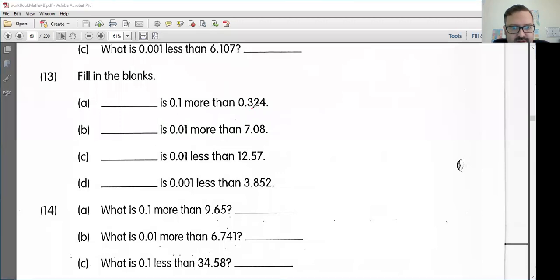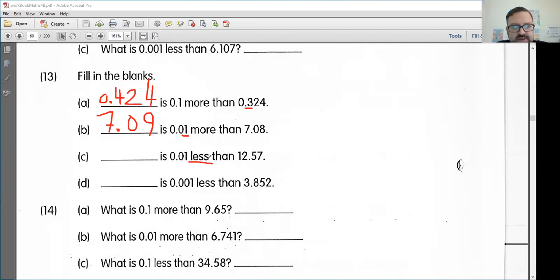Let's just look at the number in the tenths place. We want to know what is 1/10 more, so it should be 0.424. All right, now we are changing the number in the hundredths place. We have 7.08. What is 0.01 more than that? It should be 7.09. That is the only number changing, is the one in the hundredths place.